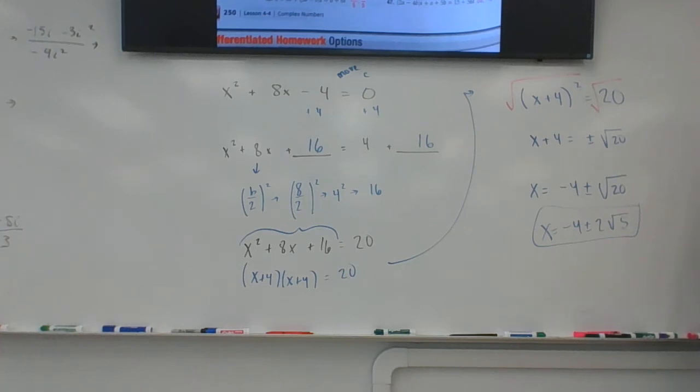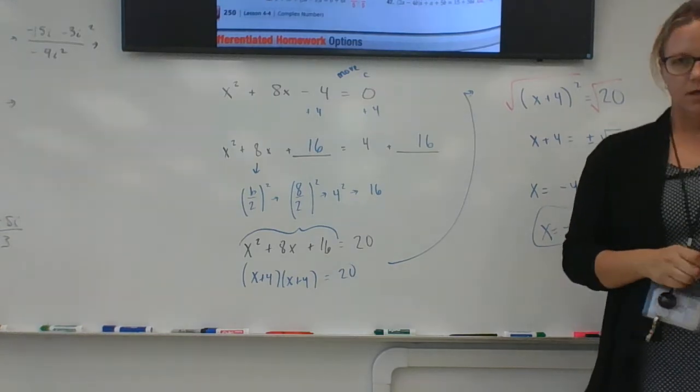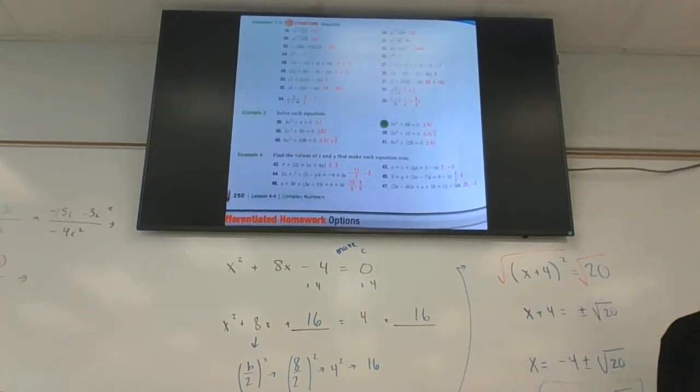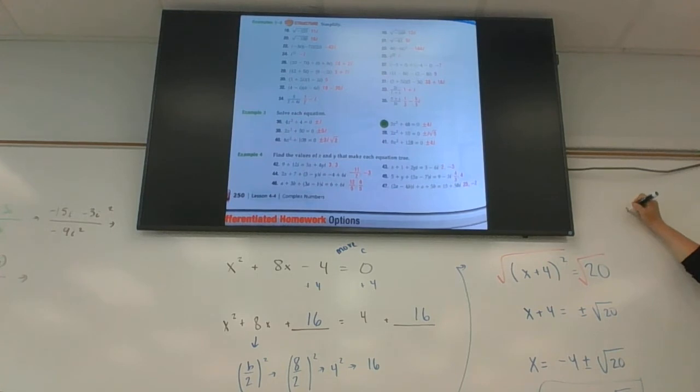No, that one's positive. Other questions? Alright, are you good on 31? Nope. So 15 minus 9i plus 25i minus 15i squared.